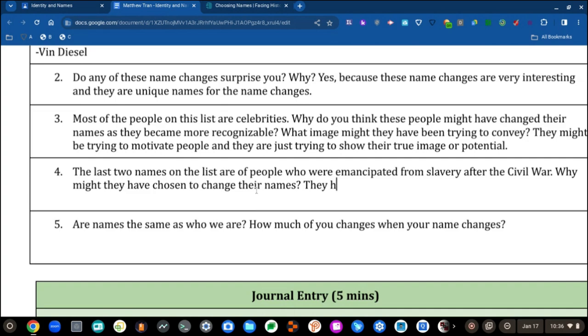Most of the people on this list are celebrities. Why do you think they changed their name that they became more recognizable? They did it to make themselves more recognizable through social media. Oh, like to look cool on social media? Is that what you said? No, to make people remember the celebrities more. Oh, so like something more catchy? Okay, I totally agree. I'm sure that is one reason.